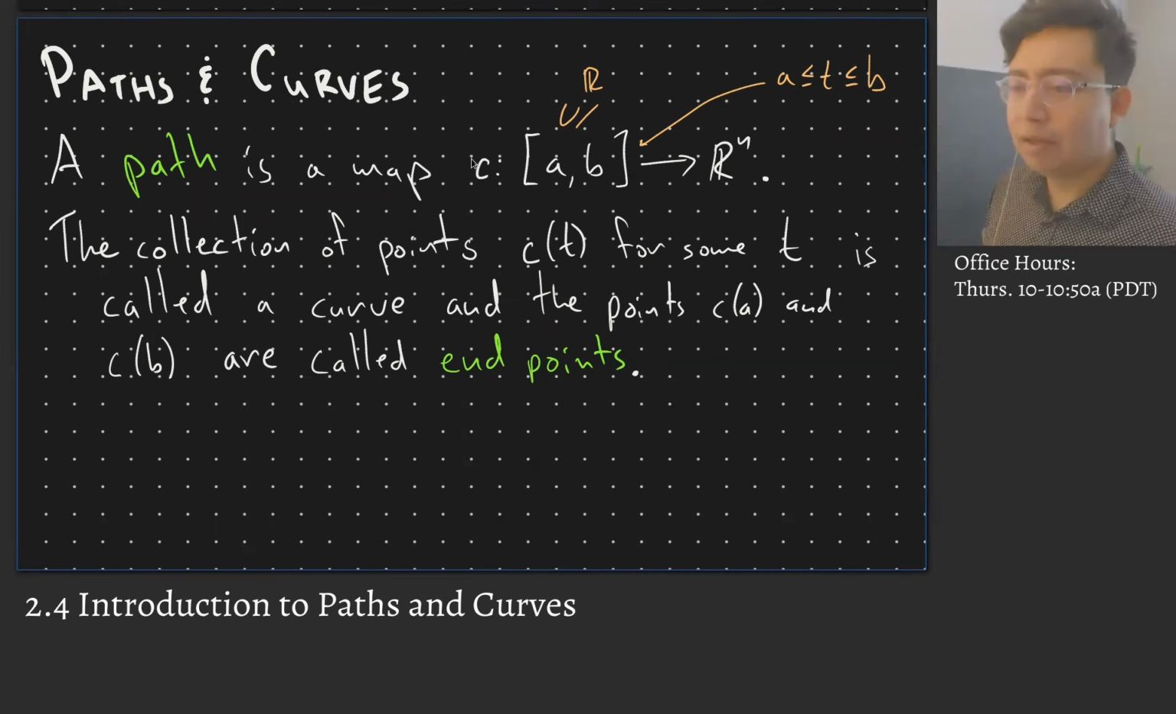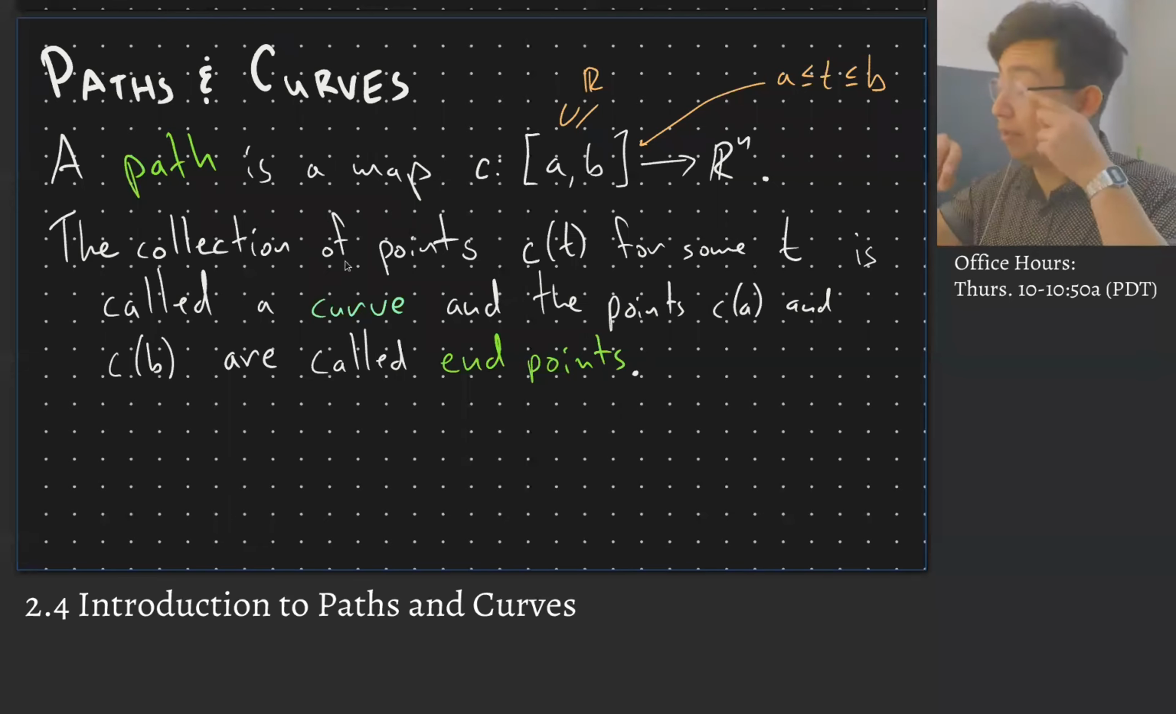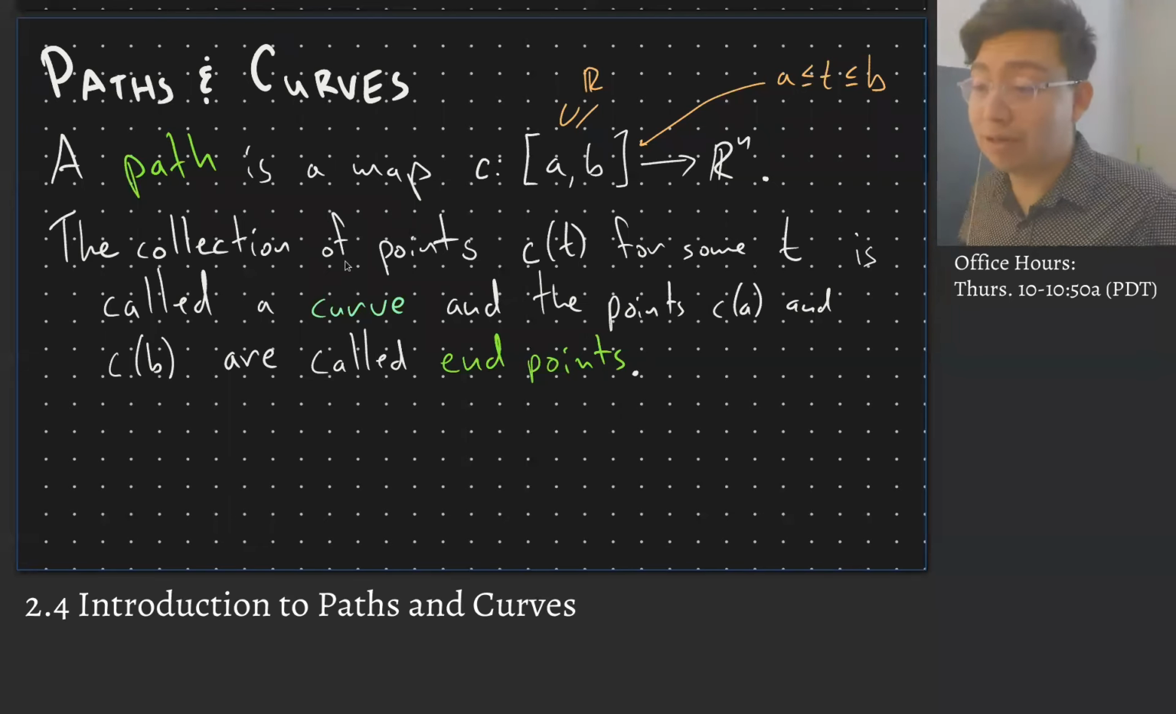This is a fancy definition here. Oh, I forgot to highlight a certain word. The collection of points is called a curve. So there's a subtlety here. The path is what we call this map, but the actual drawing that the path makes is called a curve. You can think of paths and curves as almost being synonyms, but there's a subtle difference.